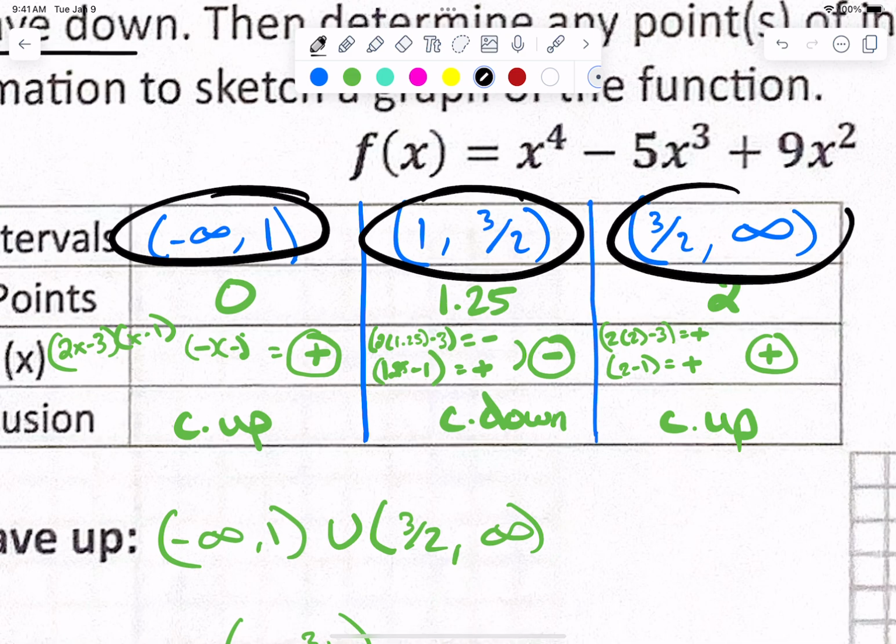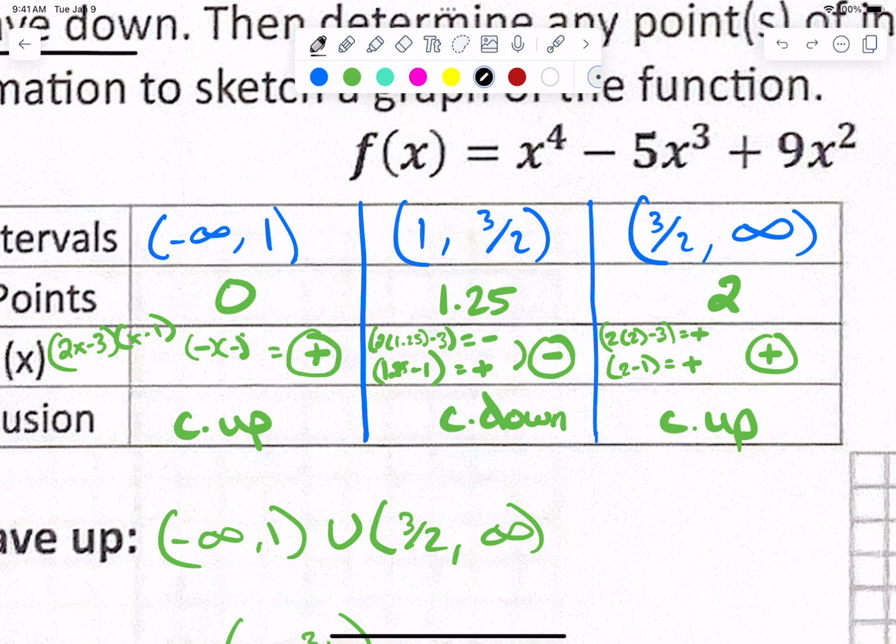Yes. No, because I put my critical numbers, one and three halves, instead of infinity. Oh yeah, three halves comes to the right of one. I didn't know that. That's 1.5. I don't know what you used, but I used 0, 1.25, and 2. Sure. Okay, I plugged them in.